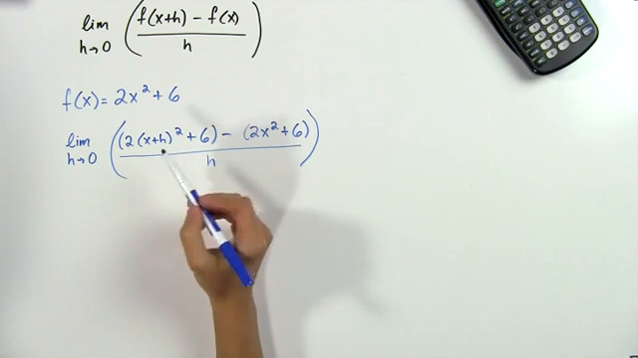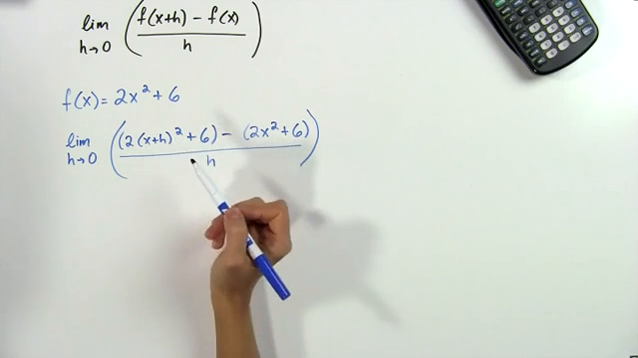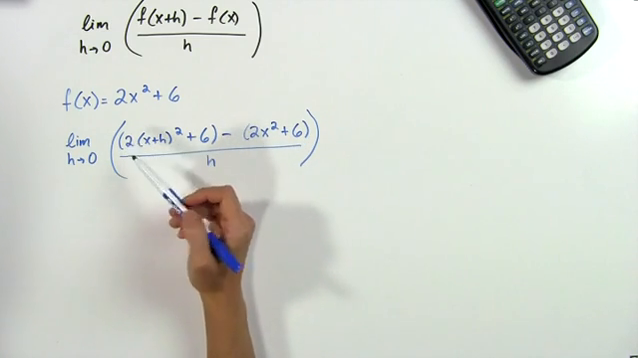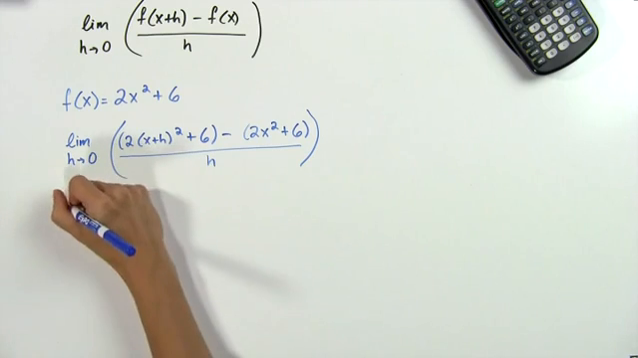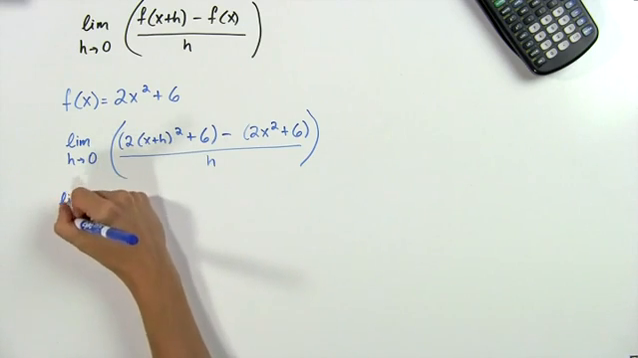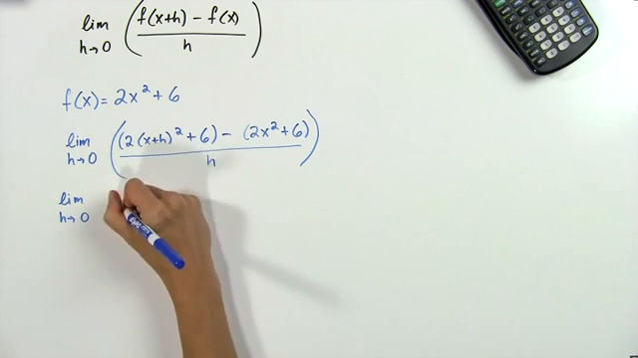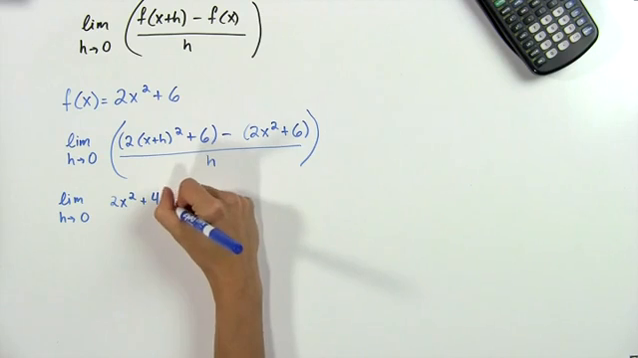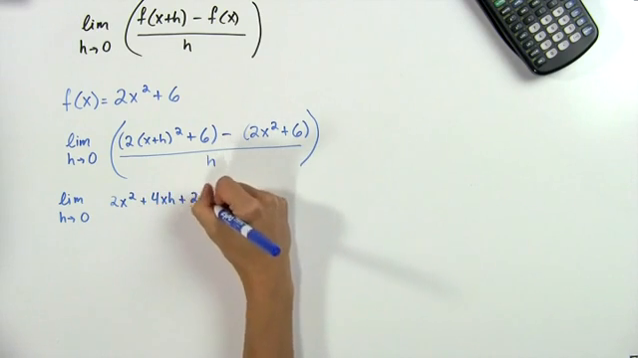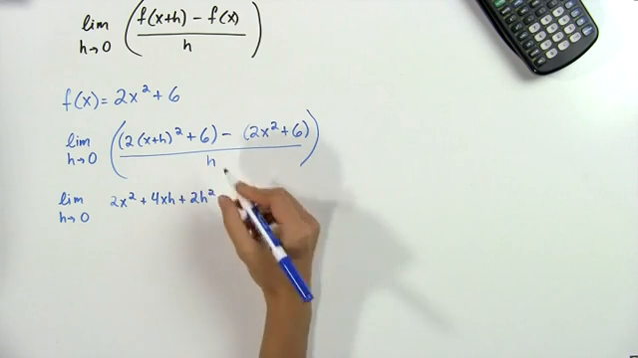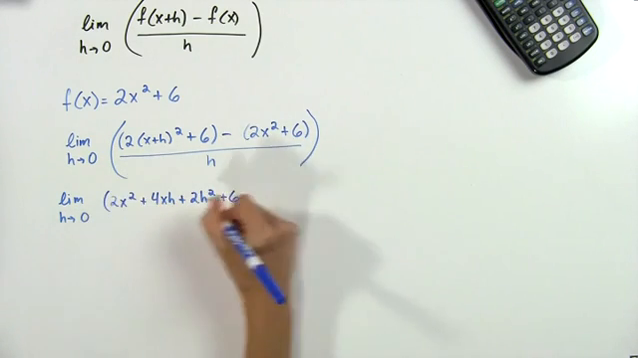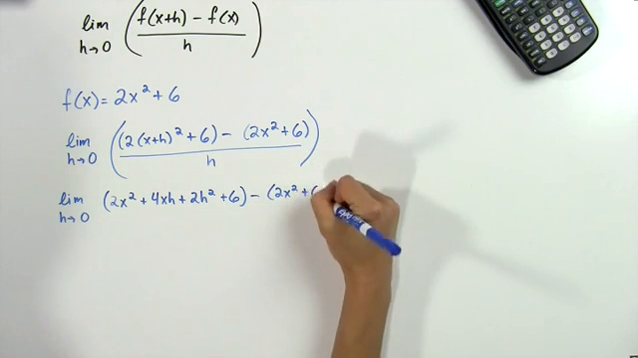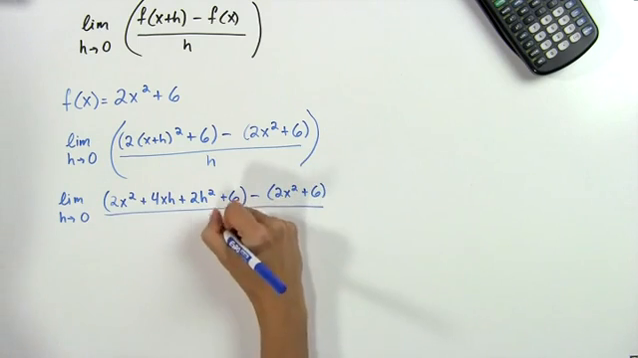Our next step is to go ahead and expand this (x + h) squared, which will be x squared plus 2xh plus h squared, and multiply it by the 2, which will then allow us to combine like terms. So we have the limit as h tends to 0 of 2x squared plus 4xh plus 2h squared, and then we have our remaining plus 6, minus (2x squared plus 6), all divided by h.